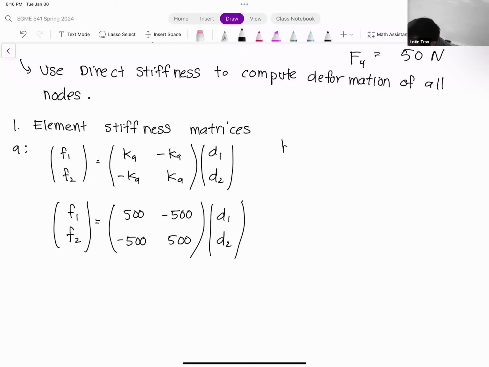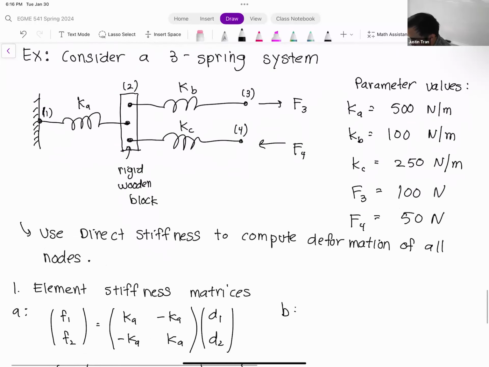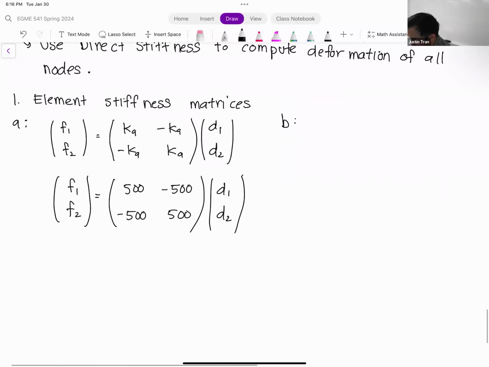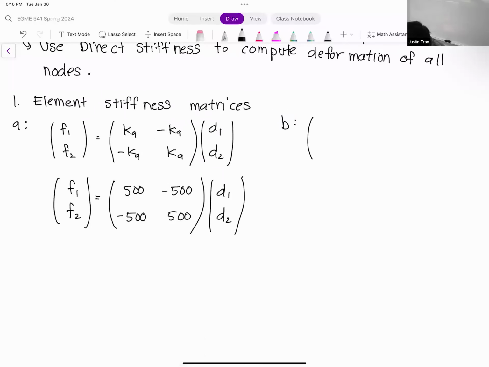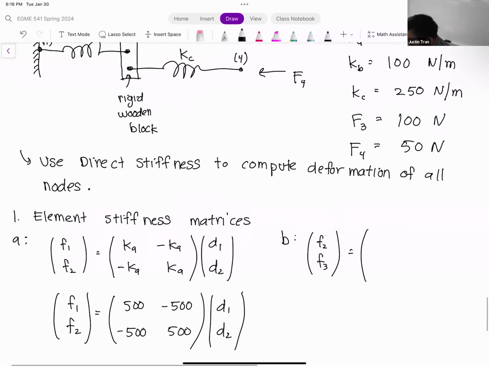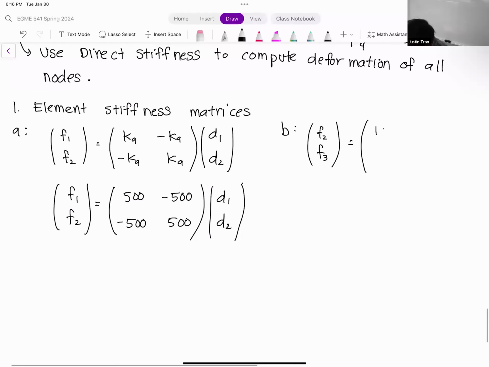Okay. Let's do the same thing for element B. So element B, if we go back up the diagram, is connected to nodes 2 and 3. So we have F2, F3 is equal to Kb. Kb has a value of 100. So you have 100, minus 100, minus 100, 100, times D2, D3.